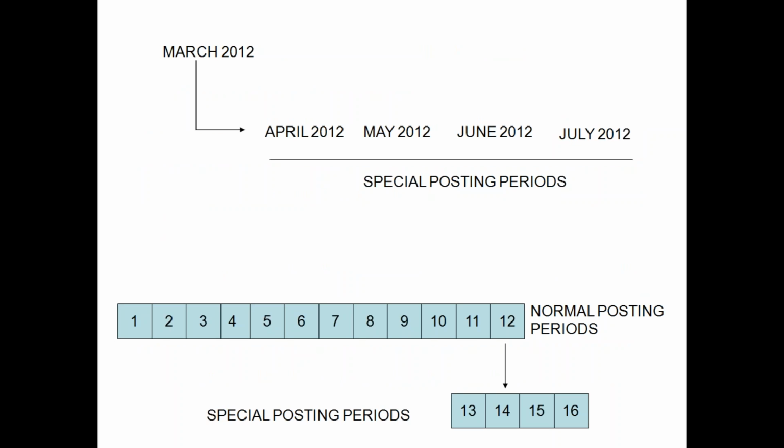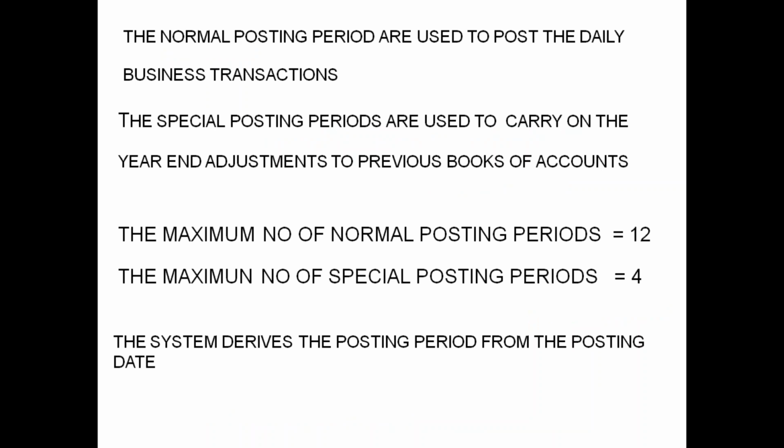These are the 12 periods we have, and these are called normal posting periods. But apart from the normal periods, we can keep four more periods for reporting purposes only, and these are called special posting periods. Now, what is the use of the special posting period? The normal periods are used for normal day-to-day transactions, whereas the special periods we use to carry out year-end adjustments to the previous books of account.